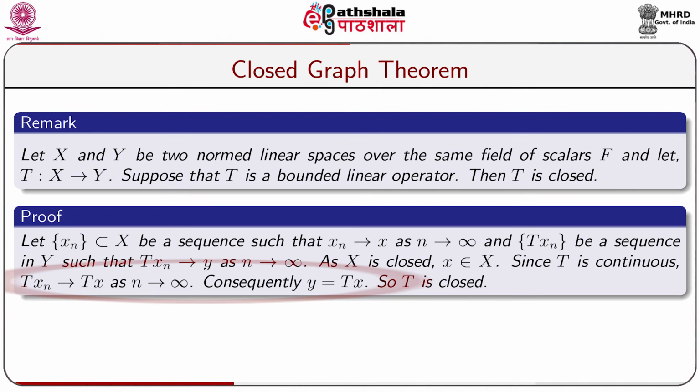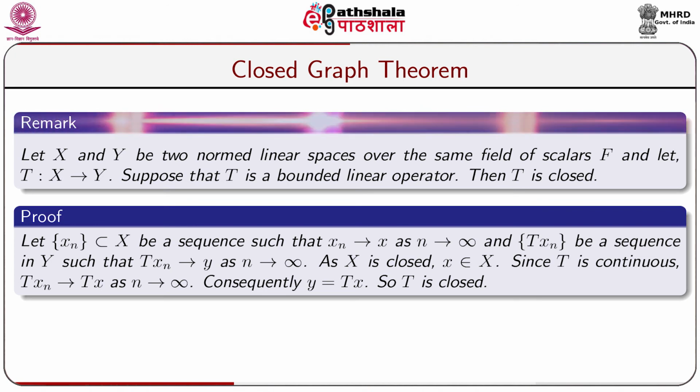We have, since Txn goes to y as n tends to infinity and Txn goes to Tx as n tends to infinity, we get y is equal to Tx, because a normed linear space is a metric space and it is a T2 space, so the limit is unique. So we must get y equal to Tx, and so T is closed.